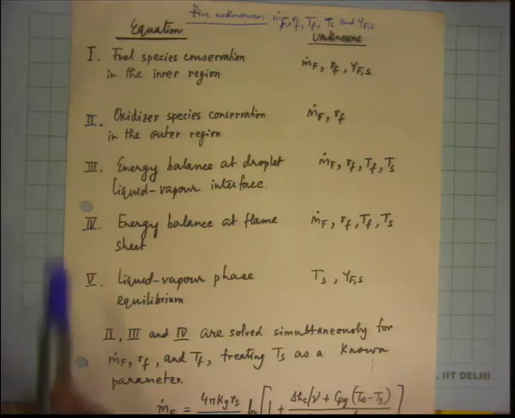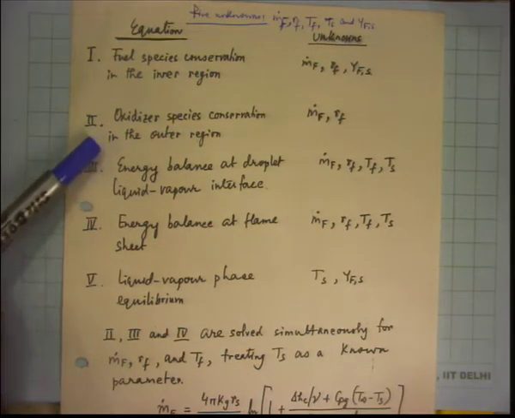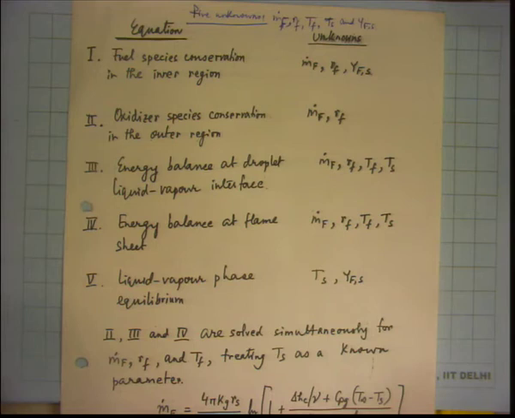Fuel species conservation equation in the inner region, then oxidizer species conservation equation in the outer region. You cannot have fuel species in the outer region. Remember, the inner region is between the droplet and the flame. Outer region is between the flame and the far field. Then energy balance at the droplet surface, that is at the liquid vapor interface that exists. Then energy balance at the flame sheet, and there is a liquid vapor phase equilibrium.